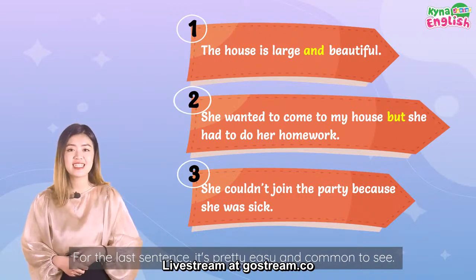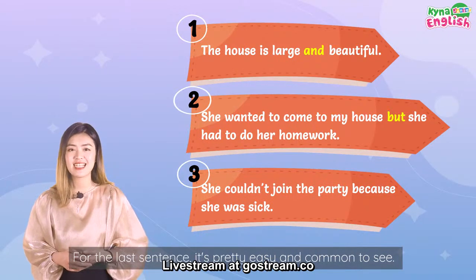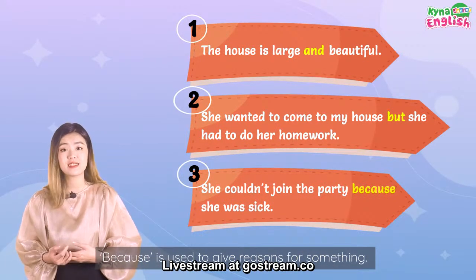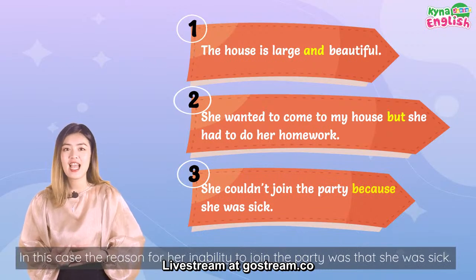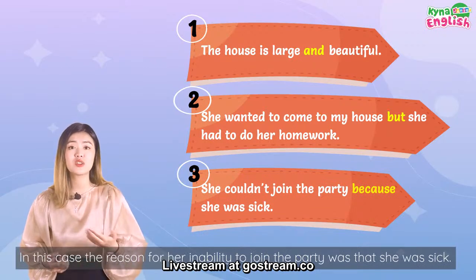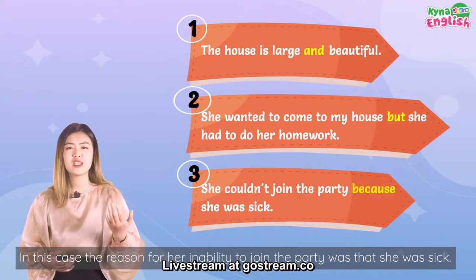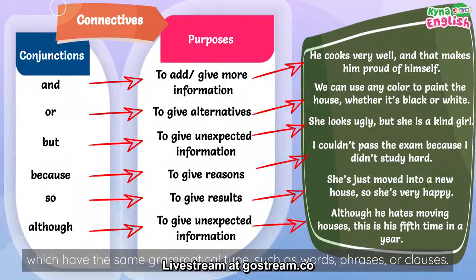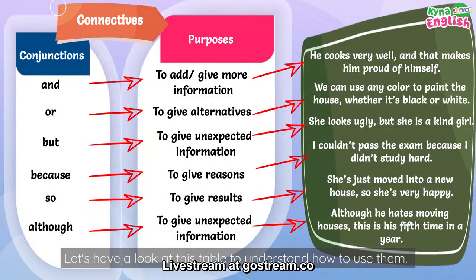For the last sentence, it's pretty easy and common to see. Because is used to give reasons for something. In this case, the reason for her inability to join the party was that she was sick. In general, conjunctions can be used to connect items which have the same grammatical type, such as words, phrases, or clauses. Let's have a look at this table to understand how to use them.